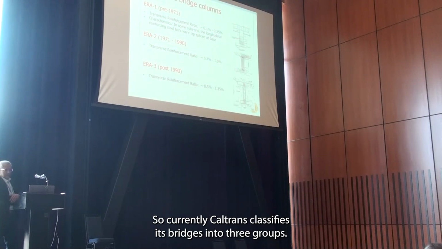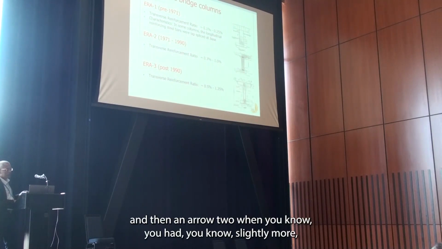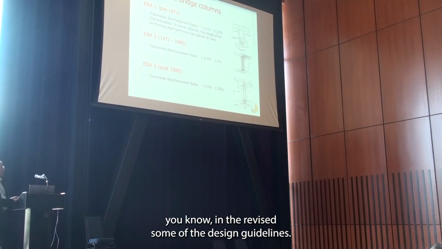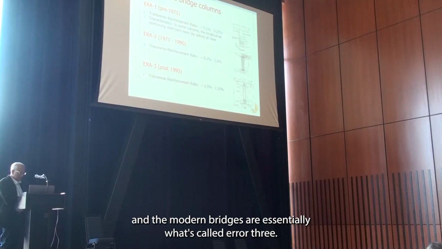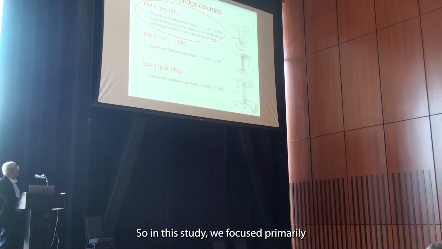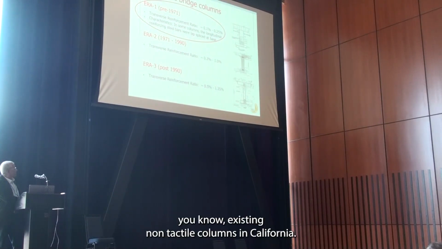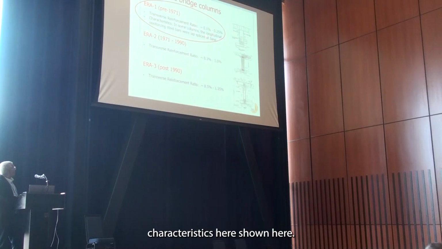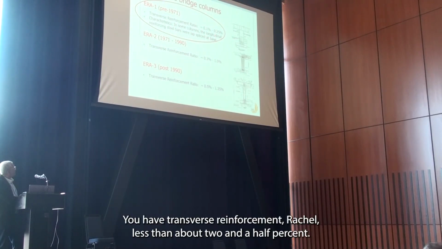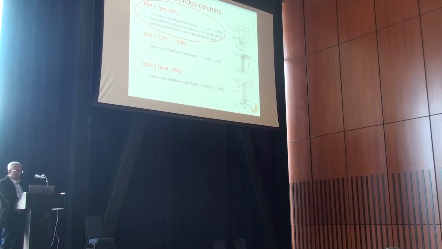So currently, Caltrans classifies its bridges into 3 groups. They call them Era 1, which is pre-1971, and then an Era 2 when they revised some of their design guidelines, and the modern bridges are essentially what's called Era 3. So in this study, we focus primarily on the Era 1 columns, what I call existing non-ductile columns in California. They are characterized by some important characteristics shown here. You have transverse reinforcement ratio less than about 2.5%, and in some cases they even have lap splices at the base of the column.